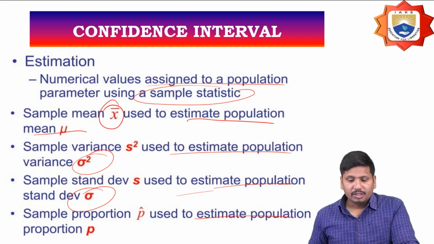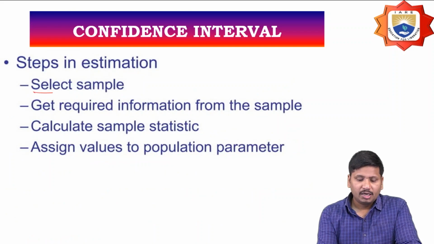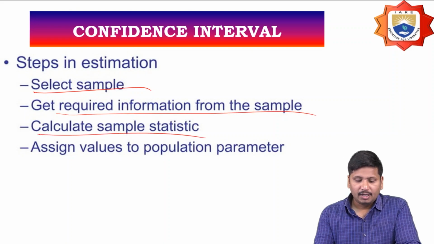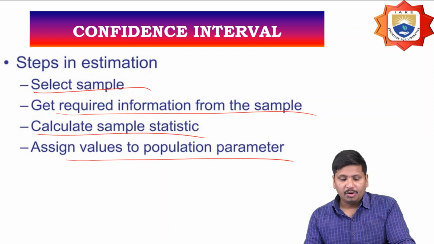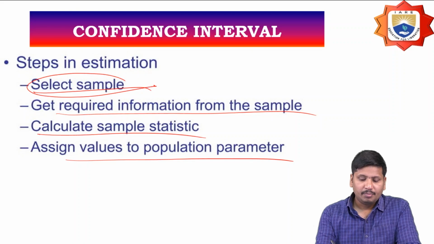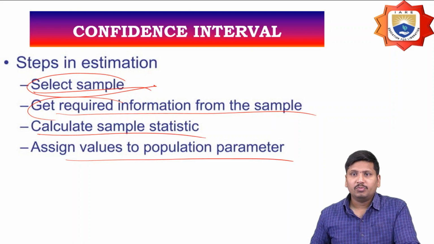So like this we are going to estimate the confidence interval. So what are the steps in estimation of a confidence interval? Select the sample first, get the required information from the sample, calculate the sample statistic, and then assign the values to the population parameter.